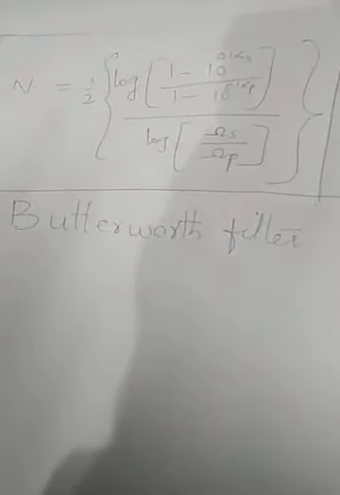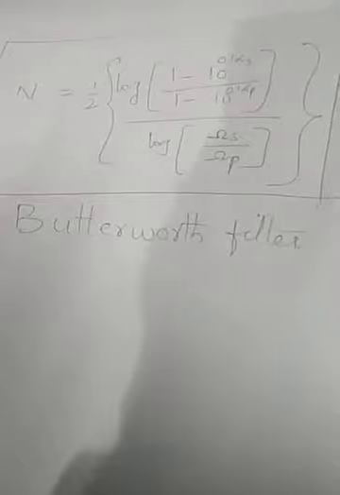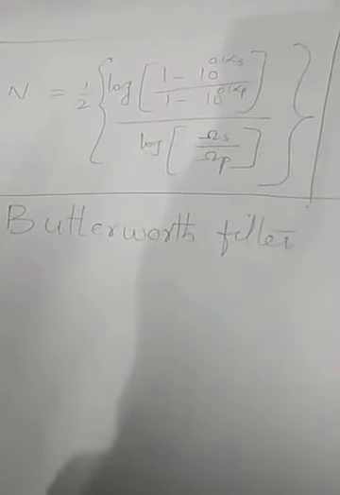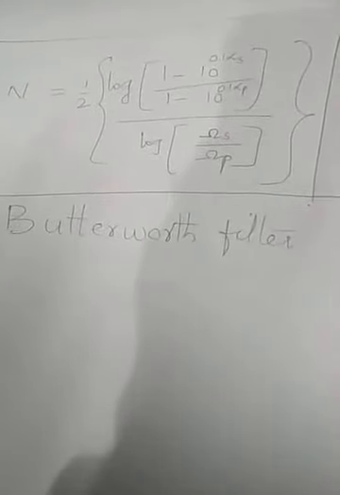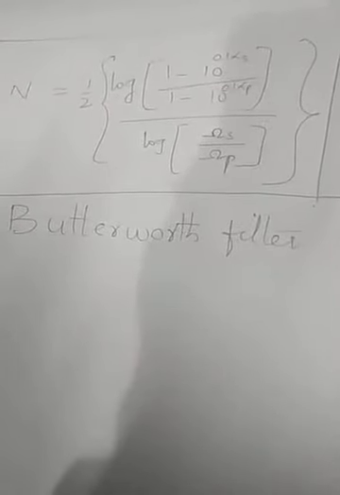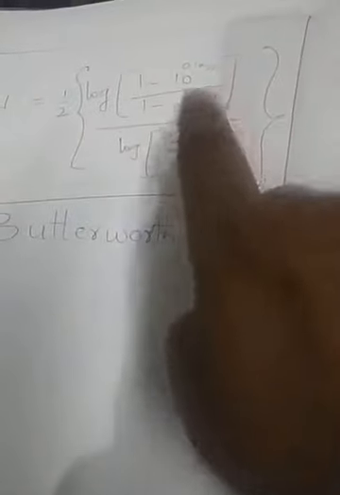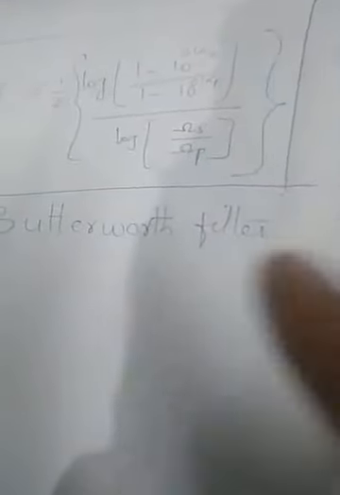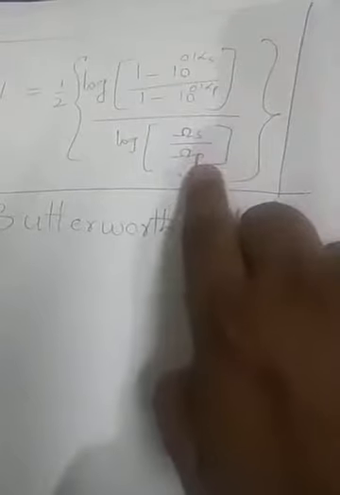What is n? n is equals to 1 by 2 log of (10 power 0.1 alpha s minus 1) by (10 power 0.1 alpha p minus 1), divided by log of omega s by omega p. In this, we can write the 0.1 also in this way, and we can find the order of the filter. Alpha s is nothing but the attenuation in the stop band, alpha p is the attenuation in the pass band, and omega s by omega p is the frequency in the stop band by the frequency in the pass band.